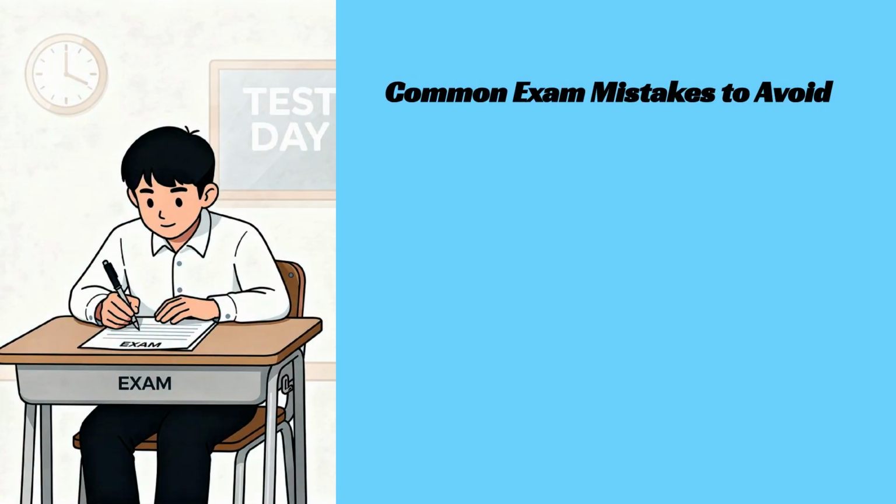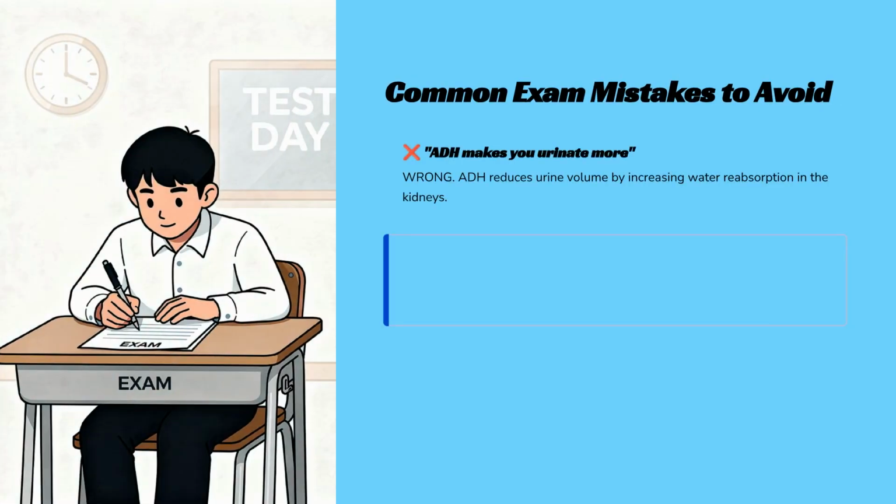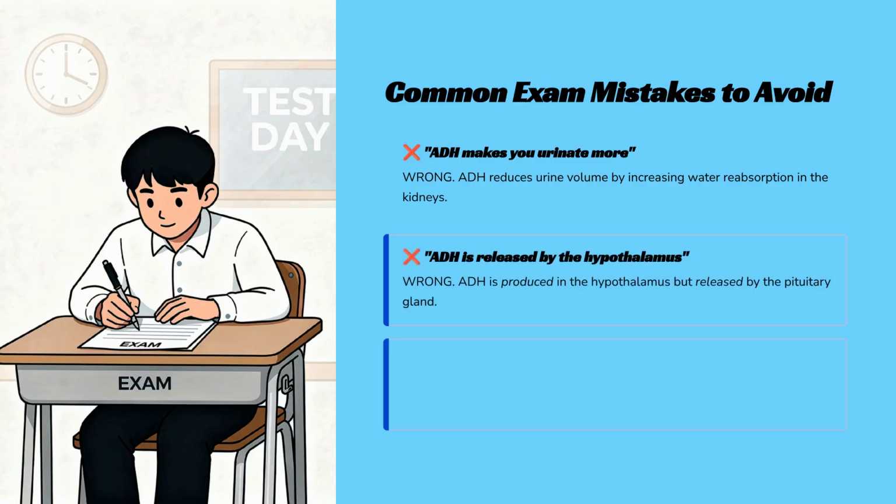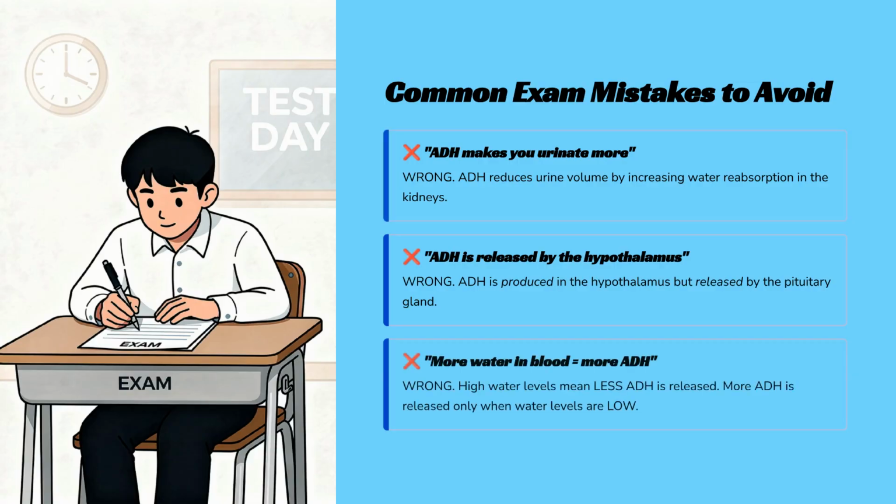Avoid common exam mistakes. ADH does not make you urinate more. It reduces urine volume. ADH is released by the pituitary gland, not the hypothalamus. High water levels mean less ADH is released, not more.